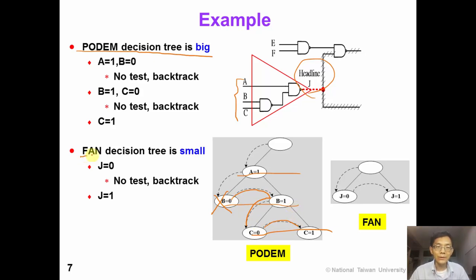On the contrary, the FAN algorithm makes decisions only at the head line. So there is only 1 level in the decision tree. It's much smaller and easier to search. So we can see that the FAN algorithm is faster.